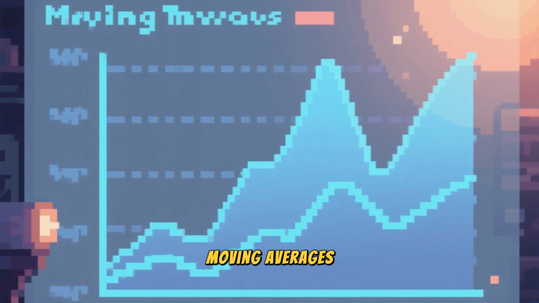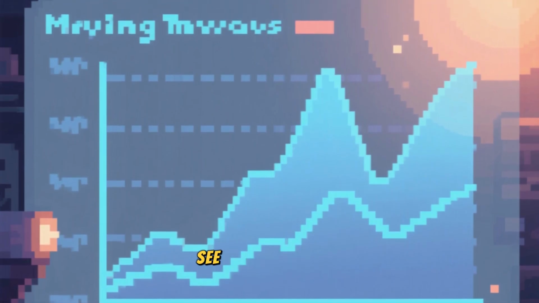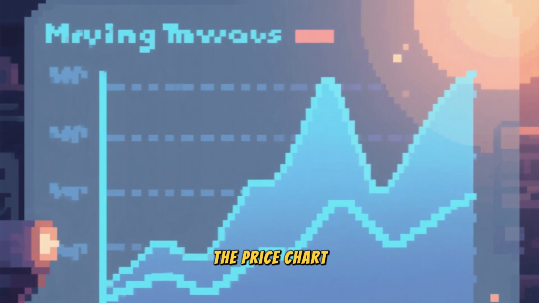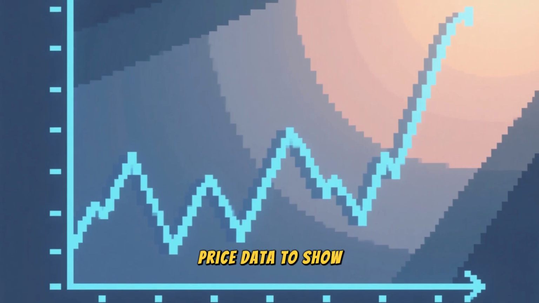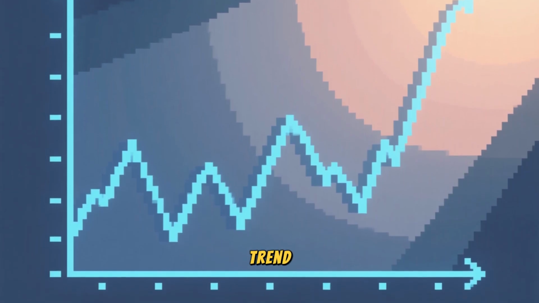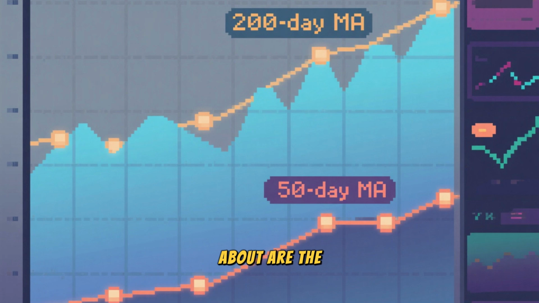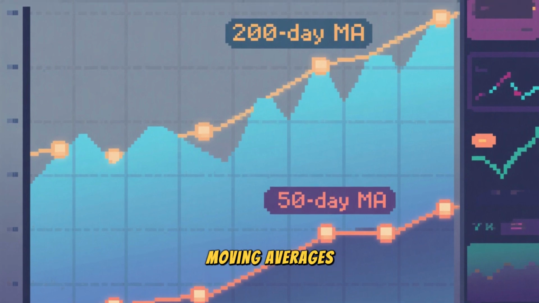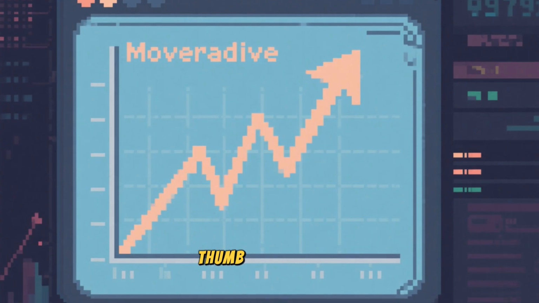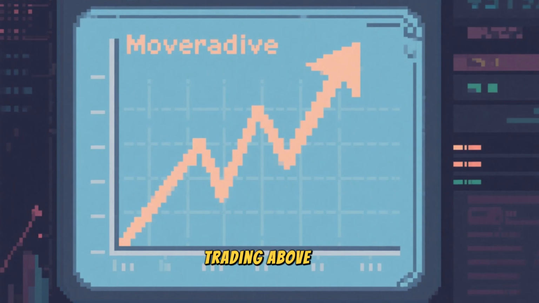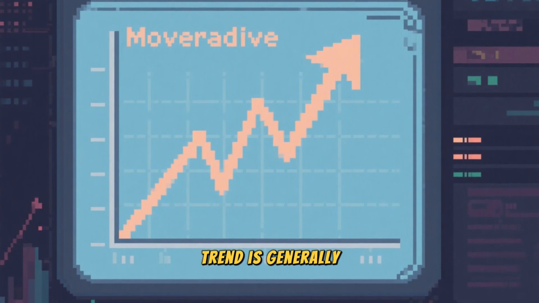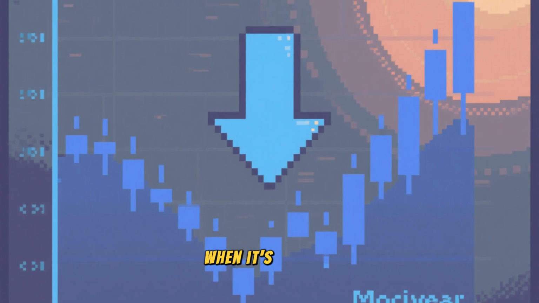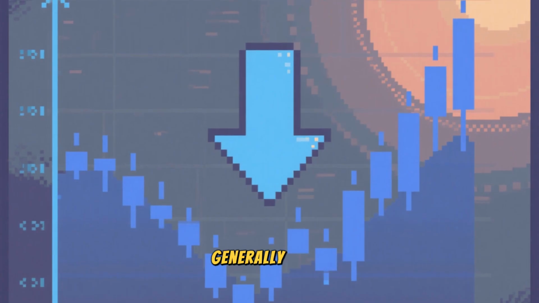Second, you have moving averages. These are the smooth lines you see flowing across the price chart. They smooth out the price data to show the general direction of the trend. The most common ones you'll hear about are the 50-day and 200-day moving averages. A simple rule of thumb is that when the price is trading above its moving average, the trend is generally considered to be up. When it's trading below, the trend is generally down.